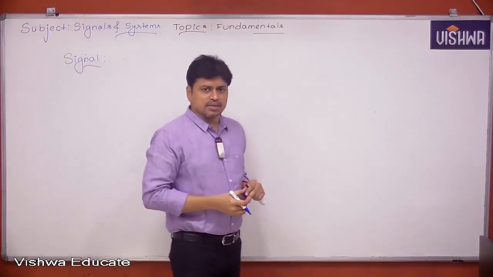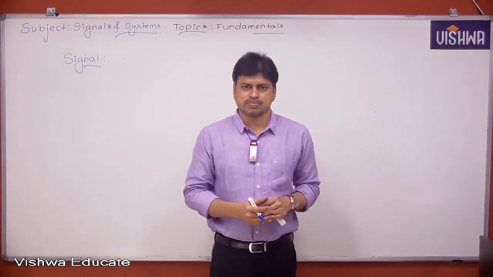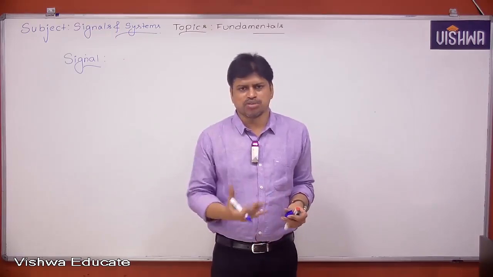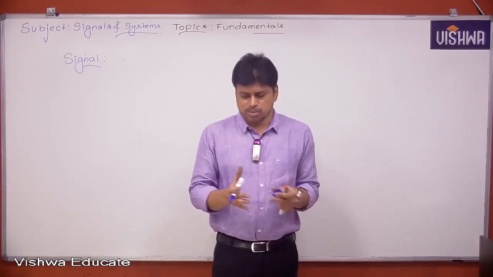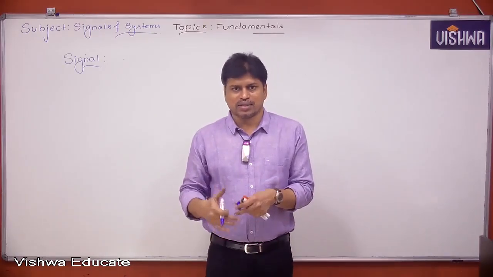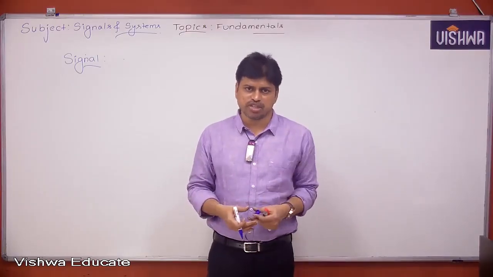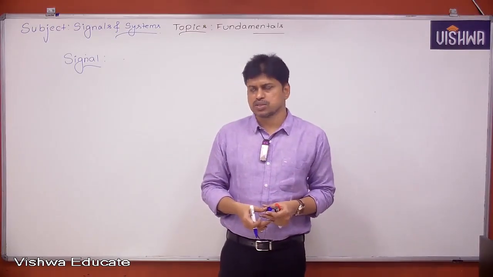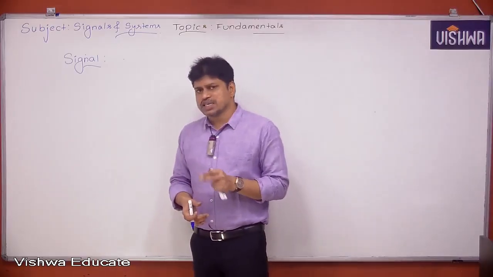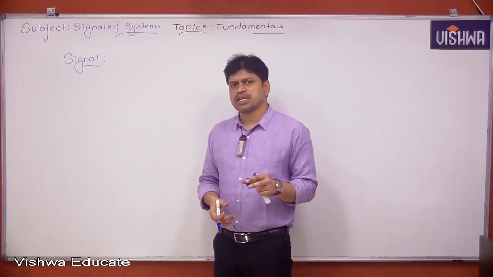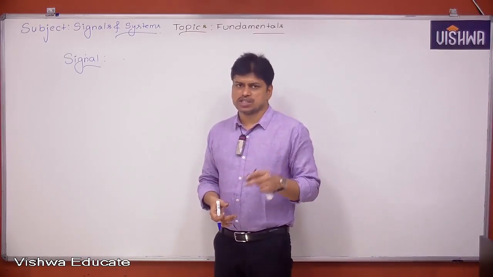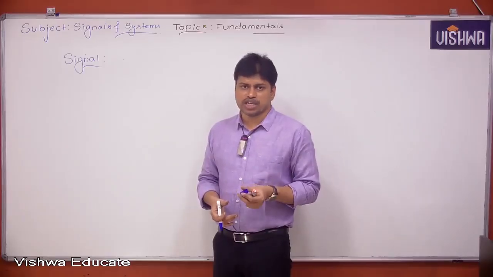I can say signal is a function. We know functions. What do you mean by functions? Which is nothing but mapping. Suppose if you know one variable, then depending on that variable, we are having some other variable which is going to keep on varying. These are called functions. So I can simply say signal, mathematically, is a function of one or more variables.